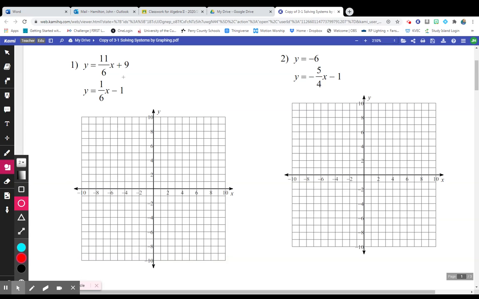So I'm going to go over here to positive 9, and I'm going to put a point right here. Okay, so there's my point, positive 9. And then I'm going to use my slope here.